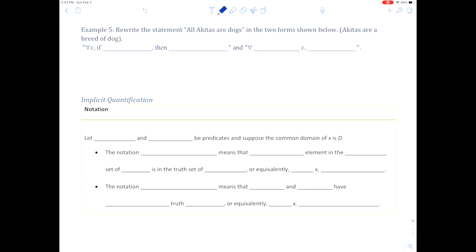All right, so example 5. Rewrite the statement, all Akitas are dogs, in the two forms shown below. By the way, Akitas are a breed of dog, right? So there's more than one answer to some of these. So if we do this, all right? So if x is going to represent a dog, all right? So for any dog x, if, what would we say? If x is an Akita, then, what would we say? Awesome. x is a dog.